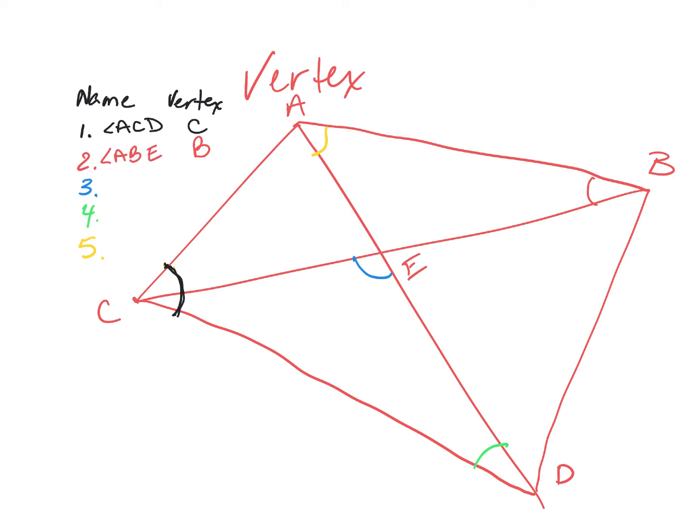Somebody else. Give me the vertex. Somebody who hasn't spoken. I'm hearing the same voice. So E. And what is the name of that angle? It is CED. Very good. Angle CED. Green. Vertex is D. And it could be EDC.